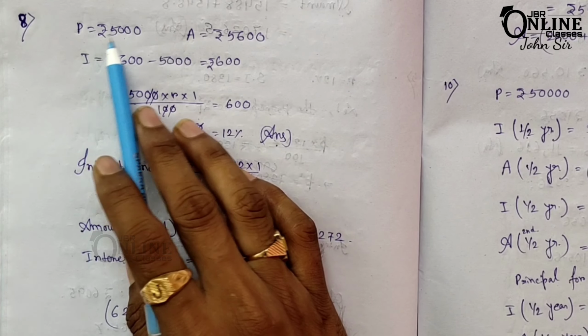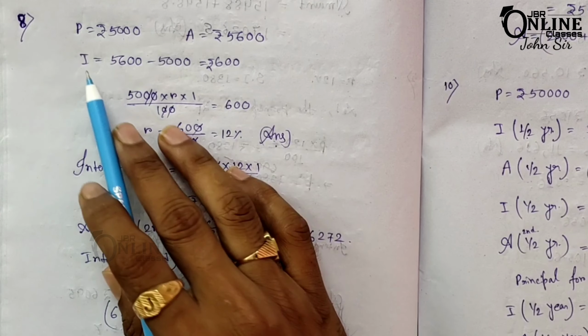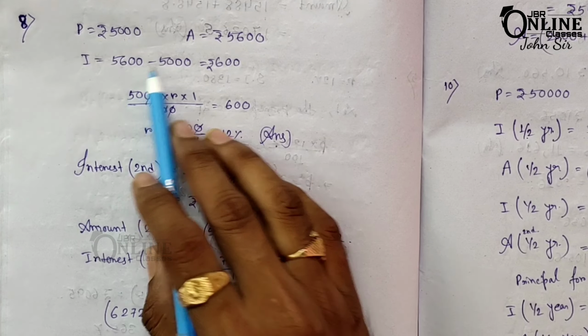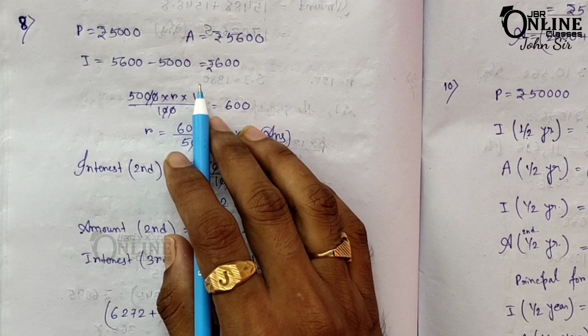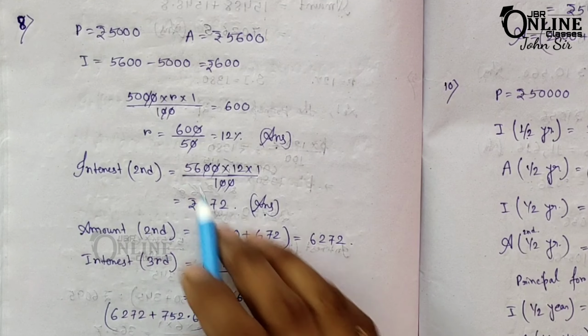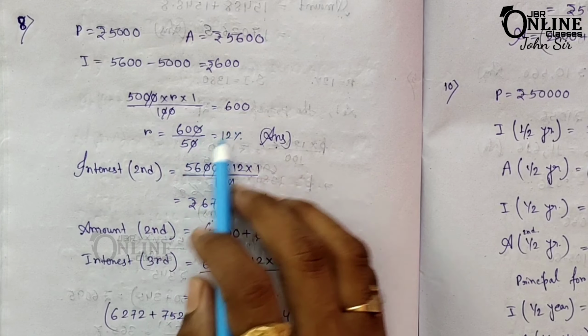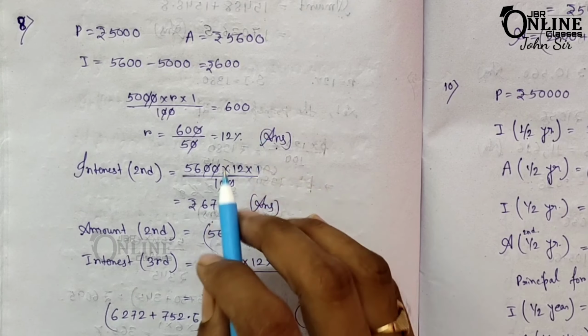So here principal equal to 5,000 and amount equal to 5600. So interest equal to 5600 minus 5,000, that becomes 600. Next you have to find out the rate of interest per annum. So you can apply the formula PRT by 100 and that gives R equal to 12%. Okay, so that is the first answer.